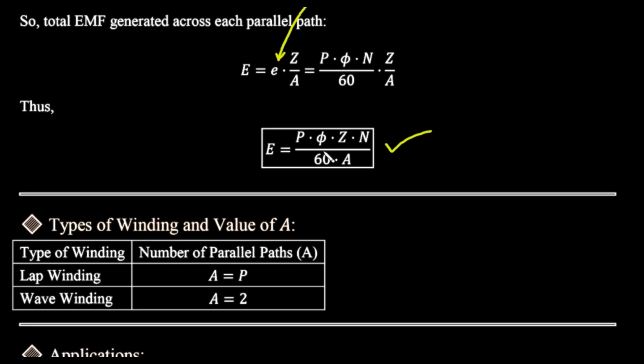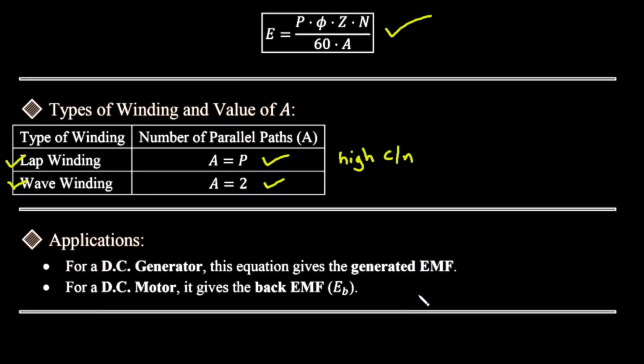We mentioned the number of parallel paths. Its value depends on how the armature is wound. There are two main types of winding. Lap winding. In a lap wound machine, the number of parallel paths is always equal to the number of poles, P. So, A equals P. Lap windings are typically used in machines designed for high current and low voltage. Wave winding. In a wave wound machine, the number of parallel paths is always 2, no matter how many poles the machine has. So, A equals 2. Wave windings are used for high voltage and low current applications.